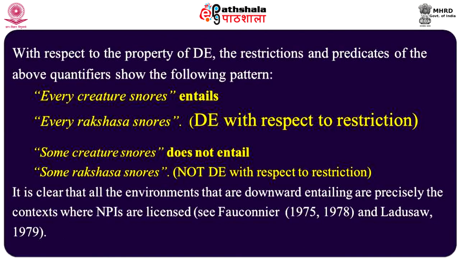If we summarize the distribution of NPI licensing and the distribution of downward entailment with the two properties that saturate a determiner, we get the following examples. It is clear that all the environments that are downward entailing are precisely the contexts where NPIs are licensed, thus providing good support for the semantic analysis of Ladusaw and Fauconnier that it is the logical property which is necessary for an NPI's survival.